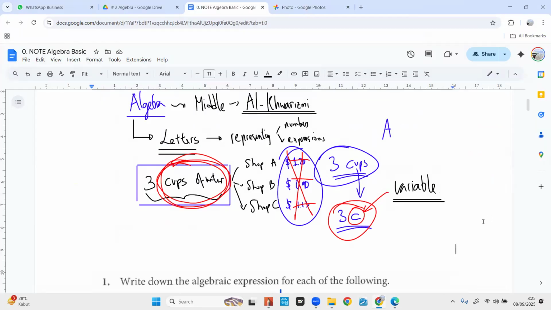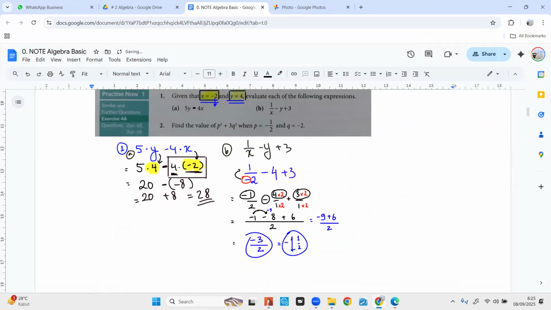This is the first example that you need to know. I hope you understand.